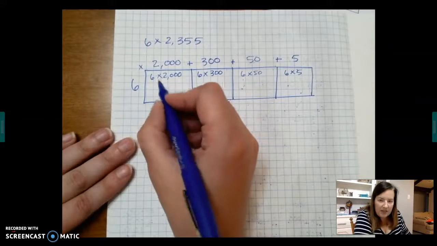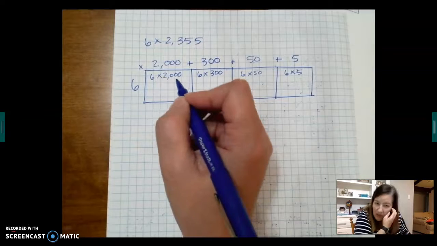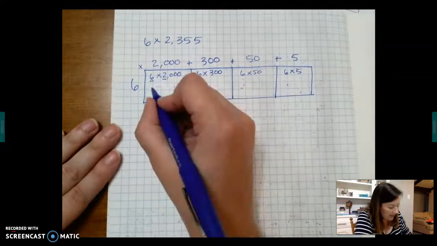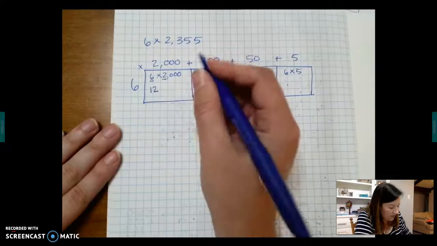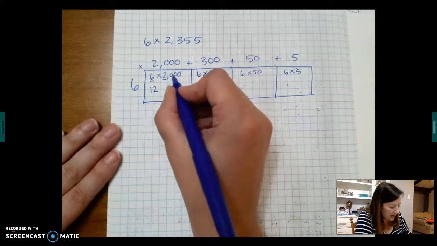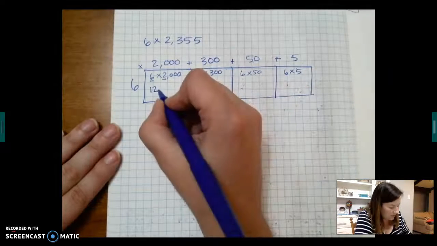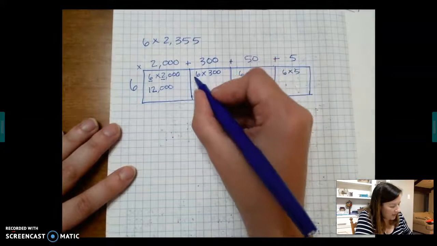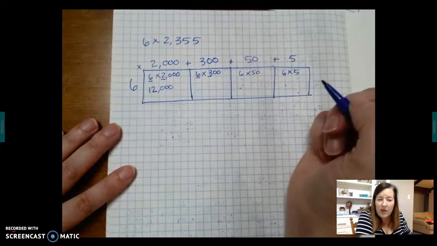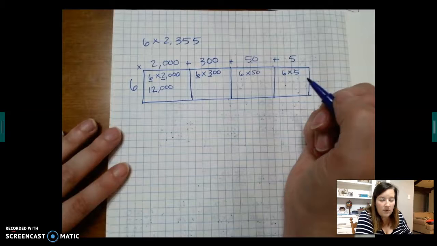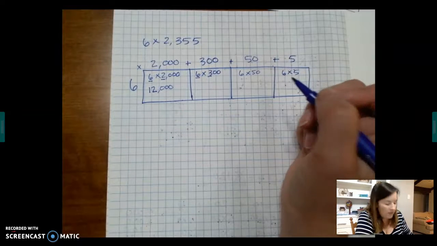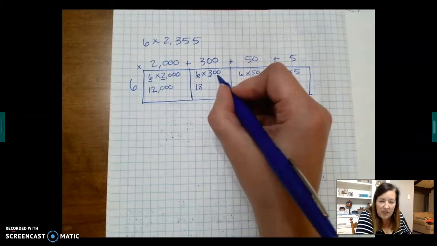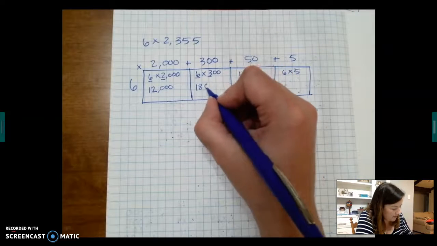All right, let's take a look at this first box. 6 times 2,000. Well, I know 6 times 2 is 12. So what's my final answer going to be? I need to add 3 more zeros. 12,000. Now, how about this one? 6 times 3 is what? 18. How many zeros do we need to add? What's the final answer going to be?